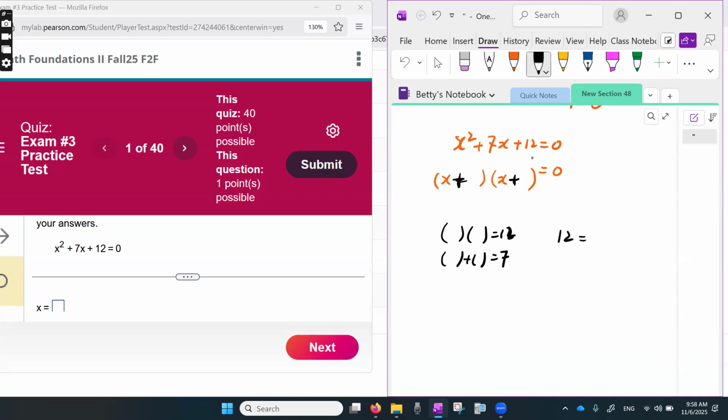Which two positive numbers? We have 1 times 12, 2 times 6, 3 times 4. Obviously, it's 3 and 4, right? 3 and 4 multiply to 12, add up to 7. So the solutions of the equation are negative 3 and negative 4.